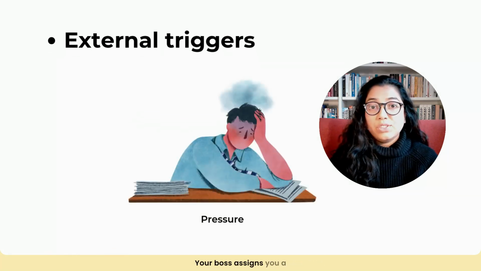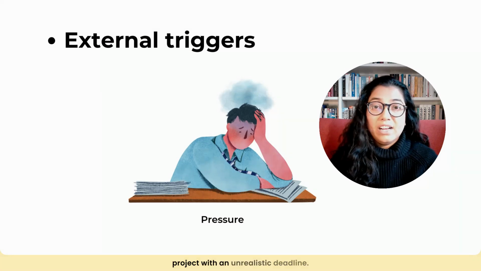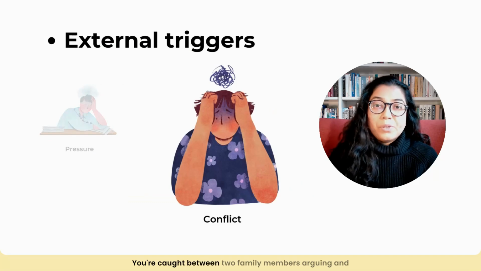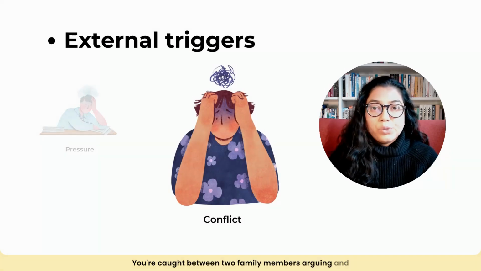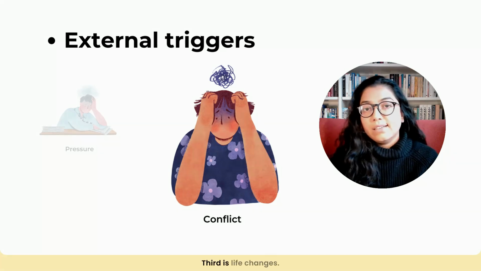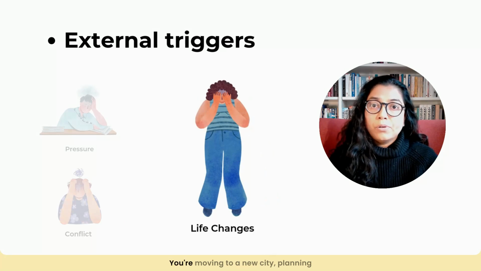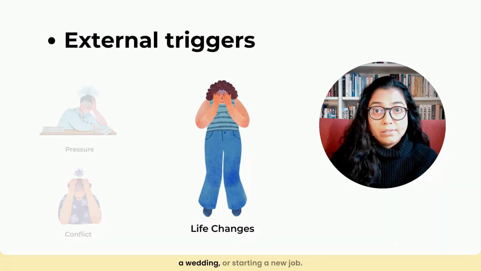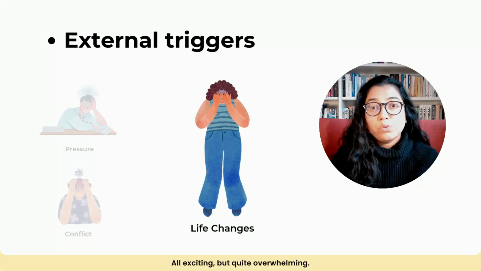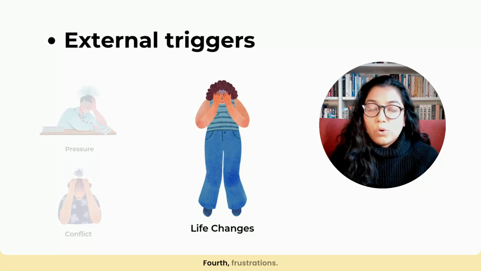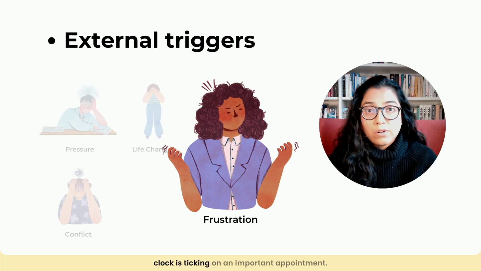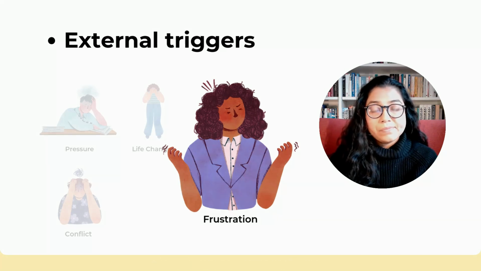Your boss assigns you a project with an unrealistic deadline. Second is conflicts. You're caught between two family members arguing and they expect you to pick a side. Third is life changes. You're moving to a new city, planning a wedding, or starting a new job. All exciting, but quite overwhelming. Fourth, frustrations. You're stuck in traffic and the clock is ticking on an important appointment.